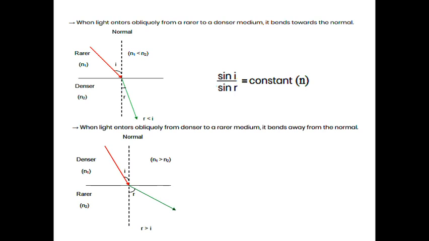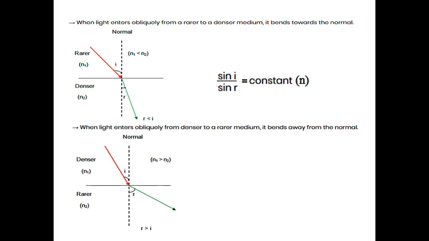Second diagram you can see ray of light that is passing from denser to rarer. Angle I is smaller, R is bigger. It will move away from normal. When light passes from high speed to low speed, it moves towards normal. When light passes from low speed to high speed, it moves away from normal.